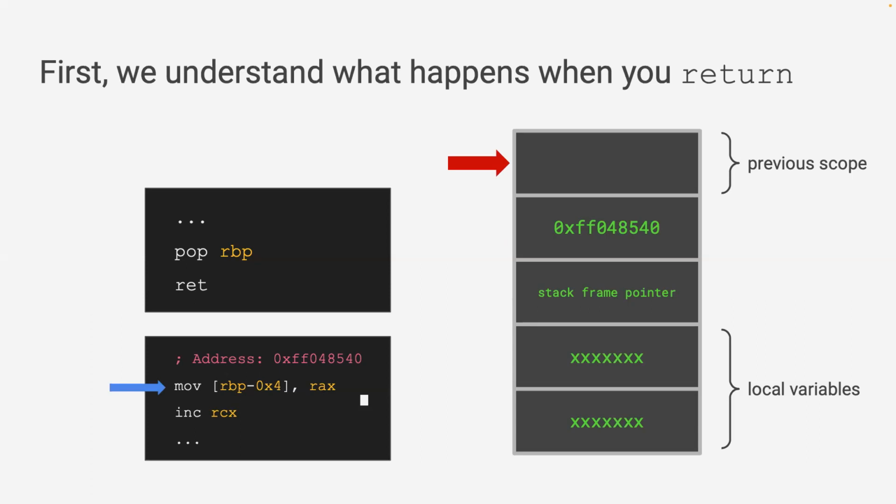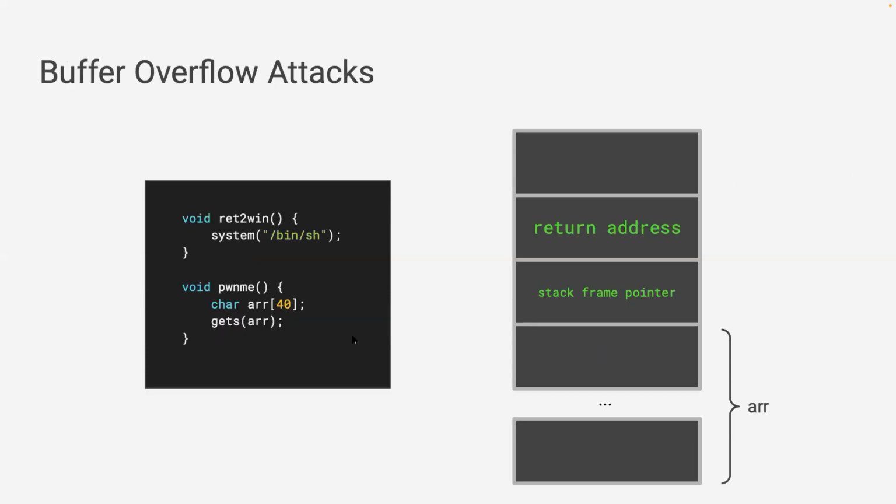Okay, and so we can now look at a buffer overflow attack. It's quite an entry level thing that everyone learns when they start programming. We have a very vulnerable function here as it uses gets and doesn't check for input length, and it stores the input inside an array. Again, the stack looks like this. We have the array here, then the stack frame pointer, and then the return address. So what we can do is input more than 40 bytes here.